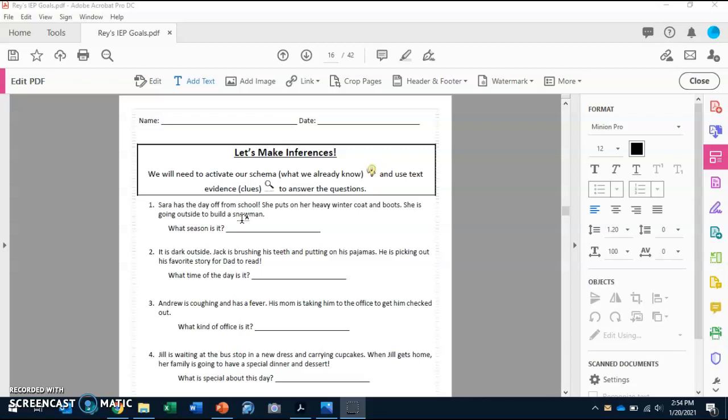So if it's cold and we need boots and there is snow, what season is it? Is it fall? Is it winter? Is it spring? Or is it summer? Yes, awesome job. It is winter. We know that in the winter it is cold. Sometimes it is rainy. Not really here with us, but in other places there is snow. So the season is winter.